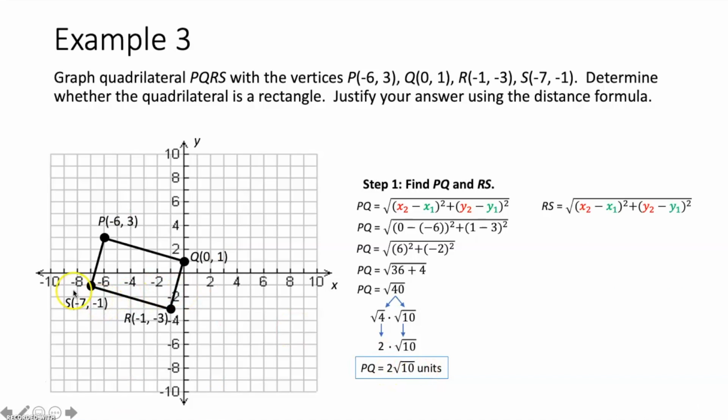Let's see if we get the same thing for the measure of segment RS. So we choose one of these points to be our x sub 1, y sub 1, the other one to be our x sub 2, y sub 2.